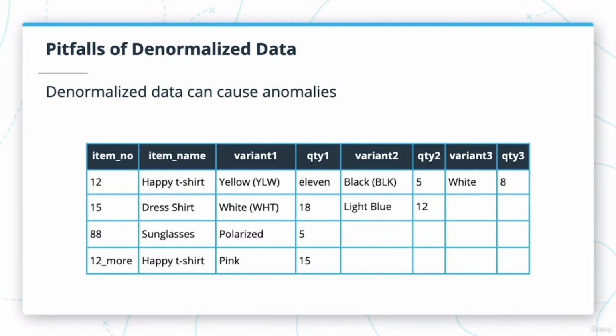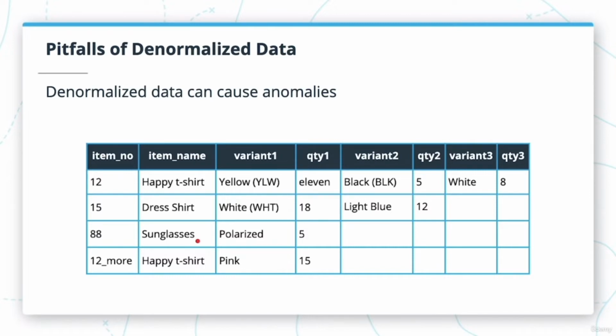Finally, the last type of anomaly that can happen is called a deletion anomaly. An example of where we can see this is the sunglasses item, which only has one variant, and there are 5 items of that variant. What if we sell all of them and suddenly there is no more quantity for that variant 1? Do we delete that whole row? If we delete the whole row, then we completely forget about the sunglasses product and it completely disappears.